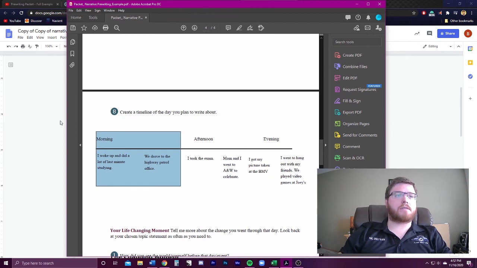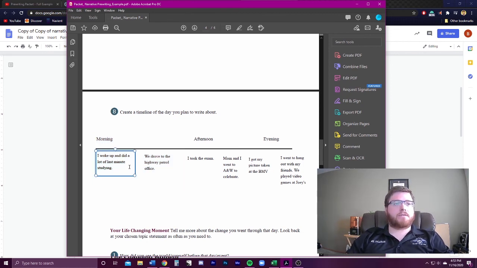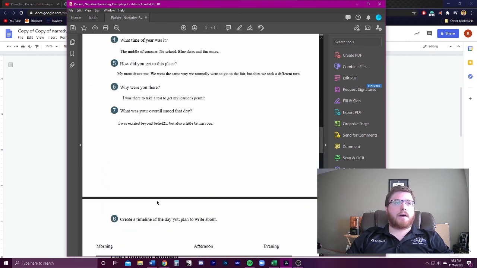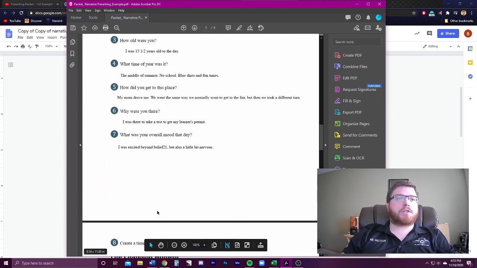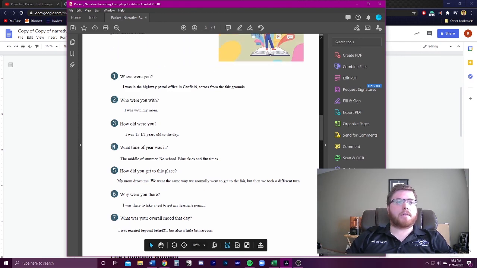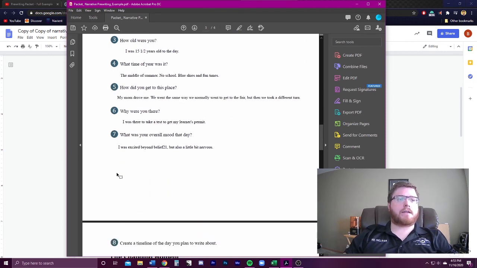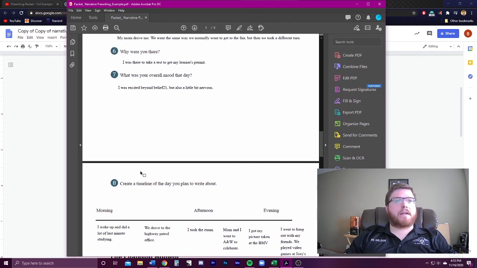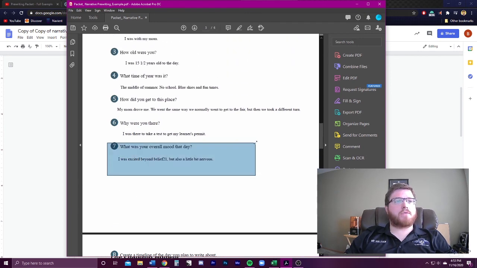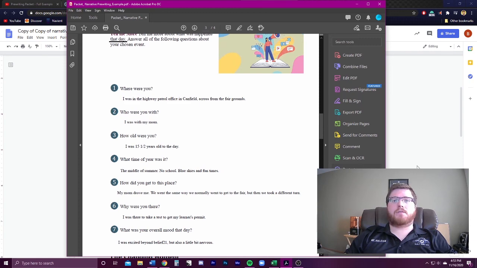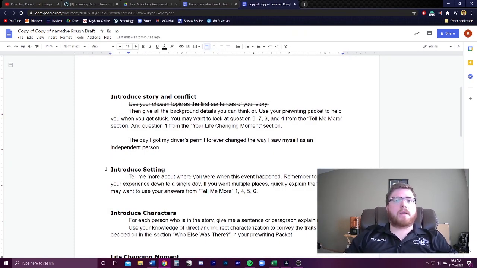Okay, so I can use these as background details. I woke up and did a lot of last-minute studying. I drove to the highway patrol office. Those are good background details. I think I'll use this one specifically. But I can't think of a way to jump straight to that. So I'm going to use maybe the time of year and how old I was to lead me into that. And then question 7, what was my mood that day? Those would all be good background details as well. So, the day I got my driver's permit forever changed the way I saw myself as an independent person.